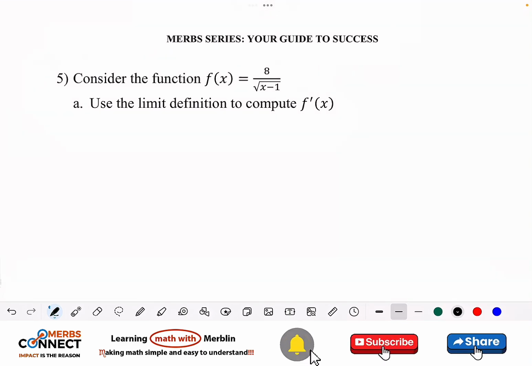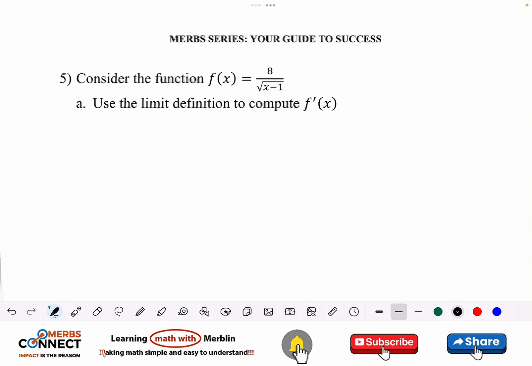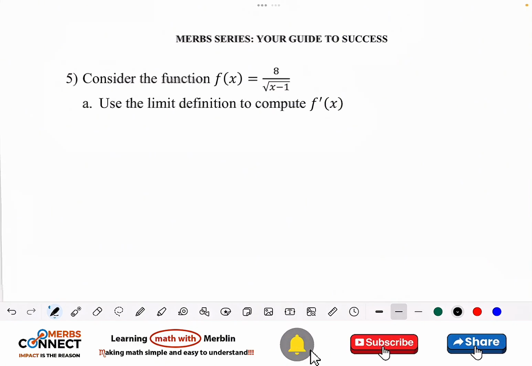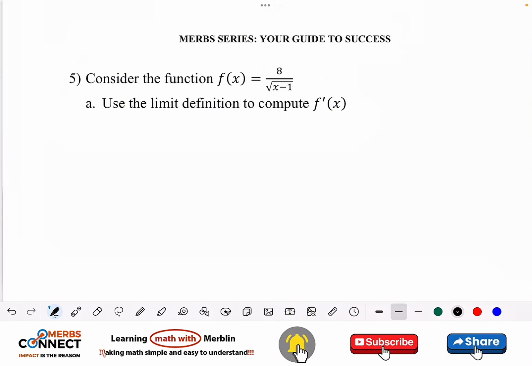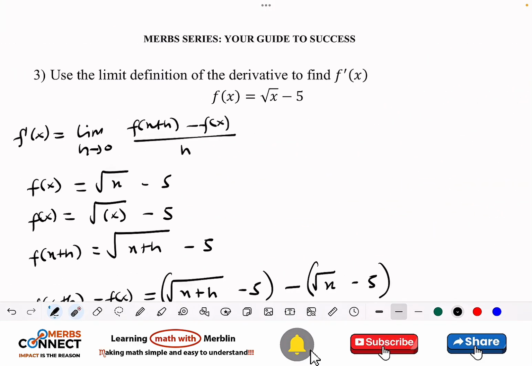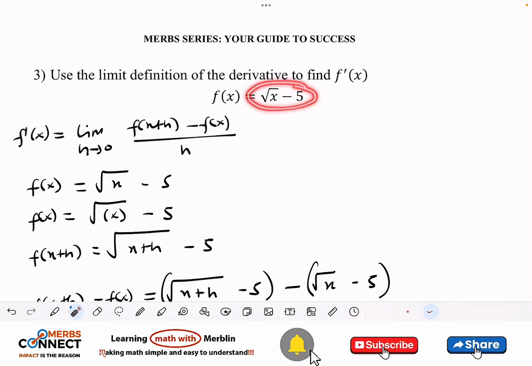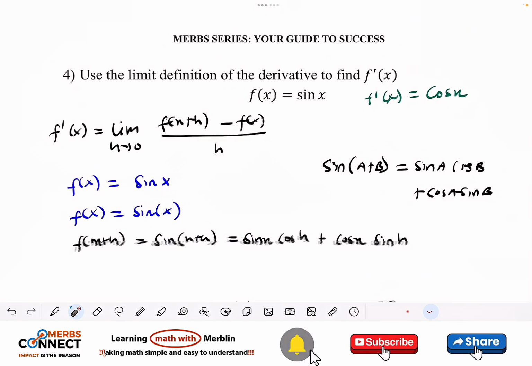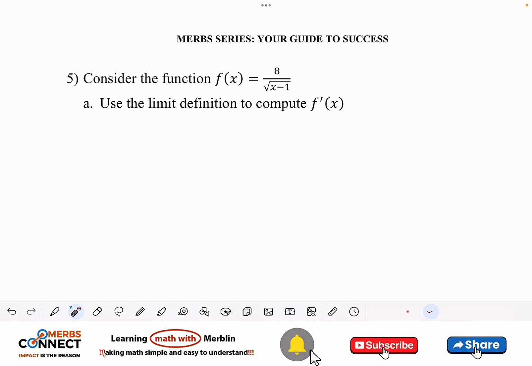Now here, the same idea, we want to use the limit definition to compute f prime, right? So this one is like the same thing like the radical function, but the first radical function that we did was in the form of polynomial form, not in the form of radical. So we want to look at the one in the rational form. So let's do that. Same idea, define your limit formula here.